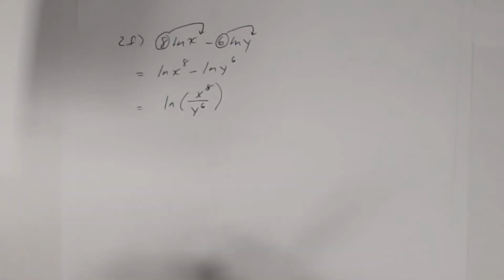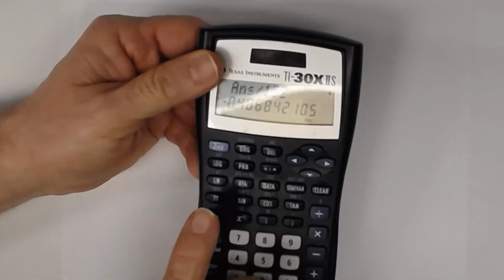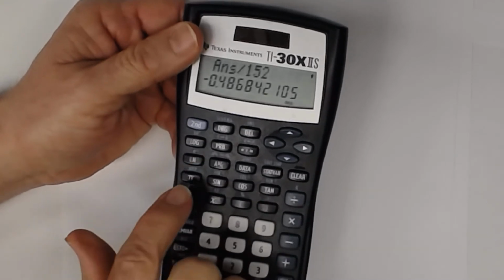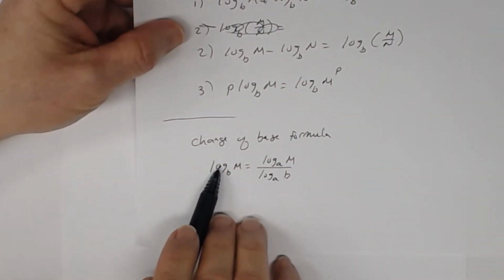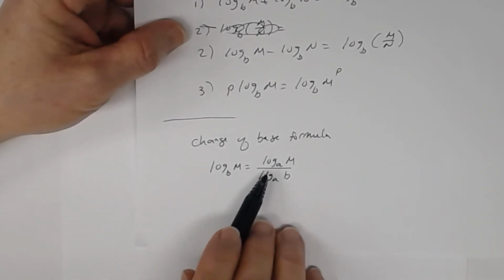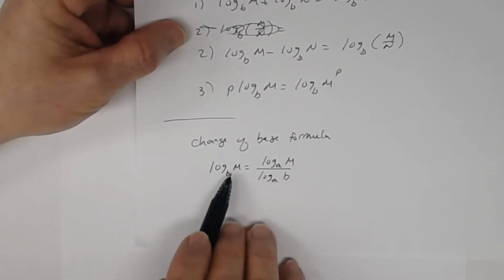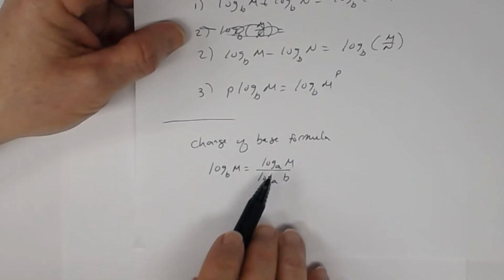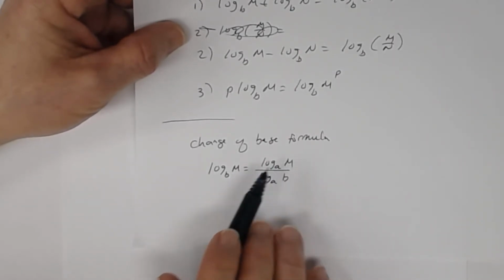All right, so let's talk about what the base change formula says. Since my calculator can only use base e, natural log, or base 10, logarithm, the base change formula says this. If I have the log of m base b, I can change this base to any other base I want to. So this can be changed to an infinite number of bases. Whatever I want to change the base to, here's how you write the expression.